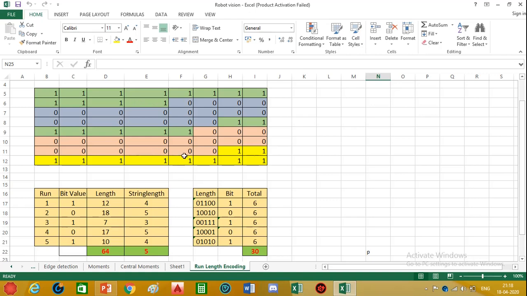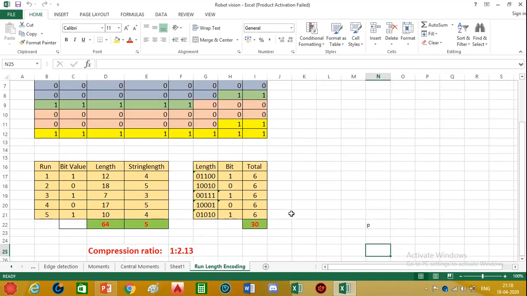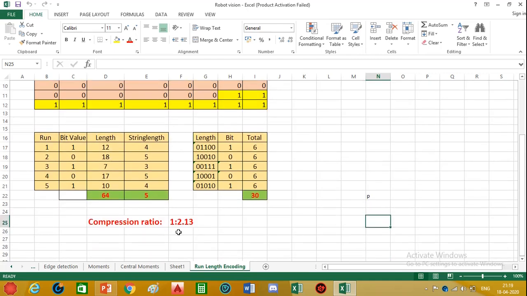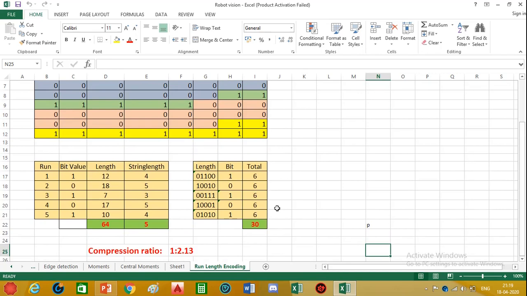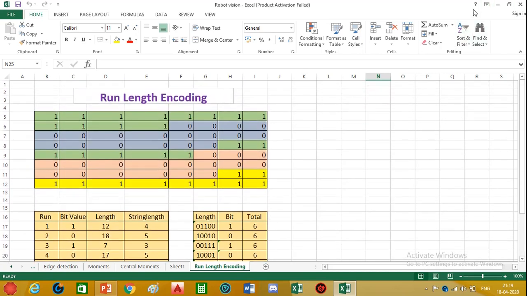However, after implementation of run length encoding, the total storage space required is only 6 into 5. 6 bits are required for each run and there are 5 runs. So the total storage space required is only 30. Hence, the compression ratio is 30 upon 64, that is 1:2.30. It means the image is compressed to less than half. So this is how the run length encoding method is used for image compression.